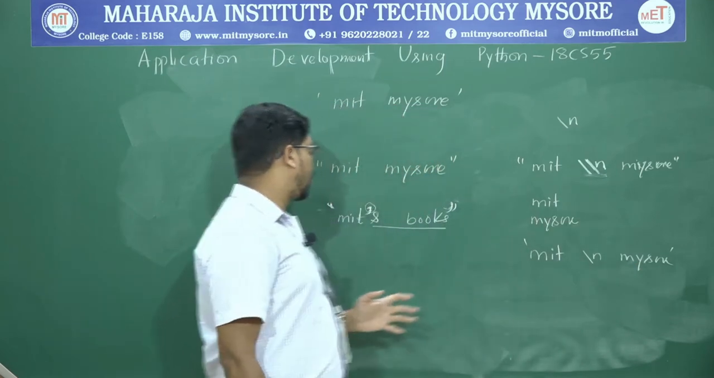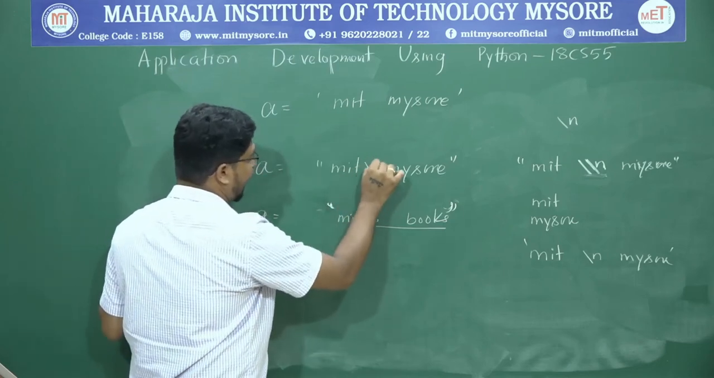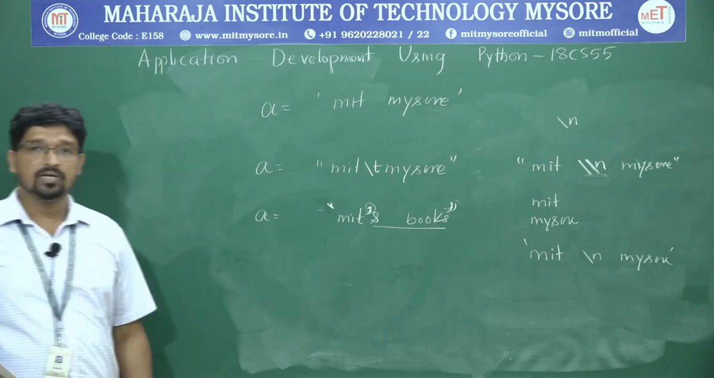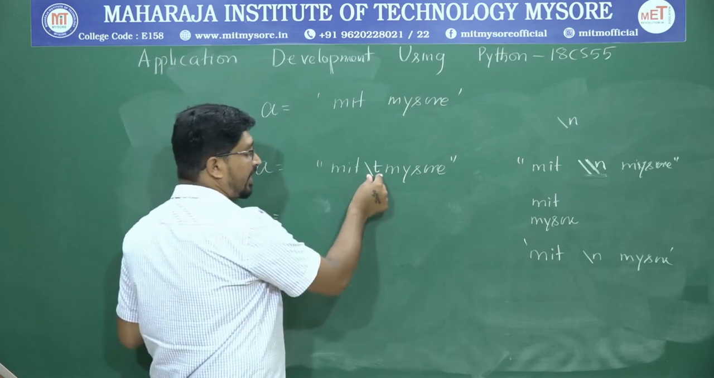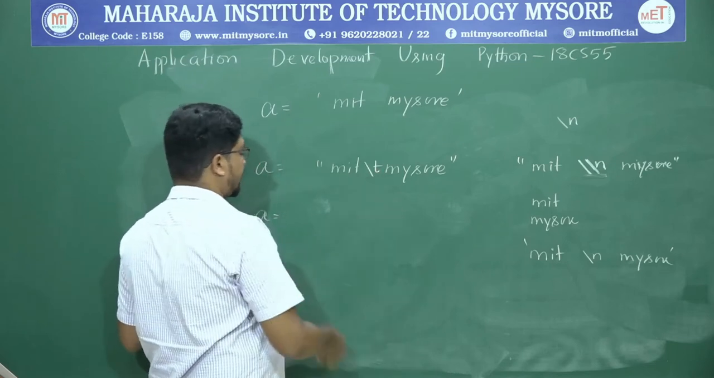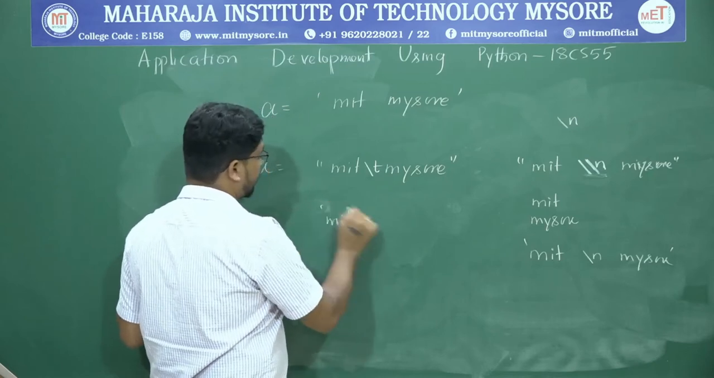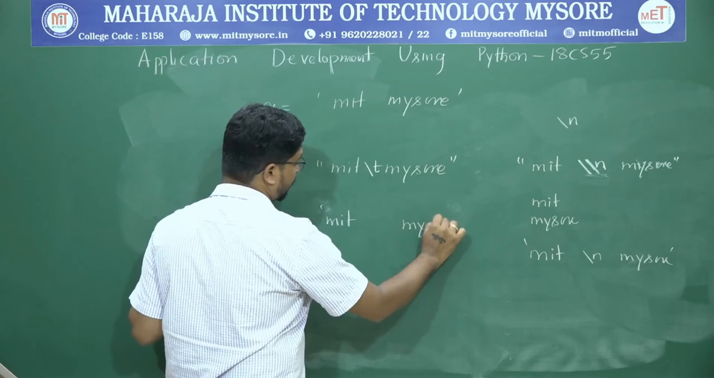In the same way, if you have MIT\t, what happens? This is a tab sequence. Then you will get the output MIT followed by 8 spaces and then Mysore.